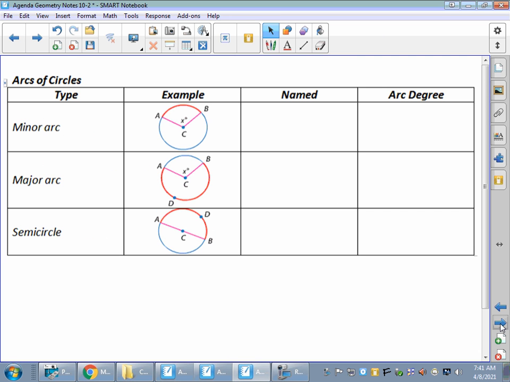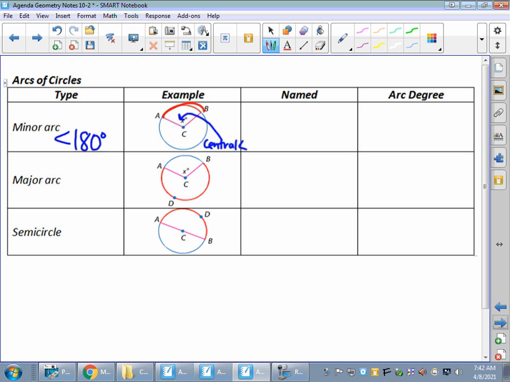So let's talk about arcs first. We've got minor arcs, major arcs, and semicircles. You're going to find this very easy. Let's start with a minor arc. A minor arc means that it is less than 180 degrees. So when I look at this first example here in this box, I have got myself arc AB, and the central angle is marked with an X. So this central angle is marked with X degrees, but remember the arc is the actual part of the circle.